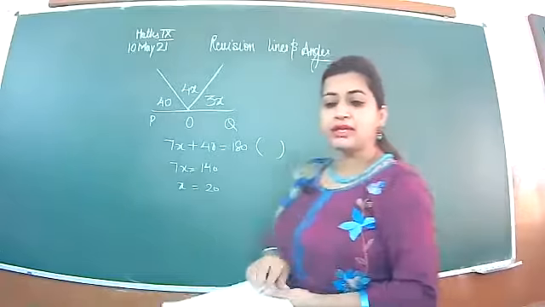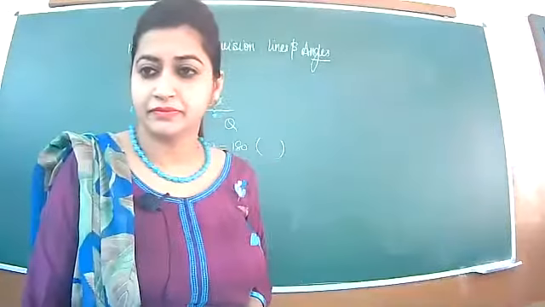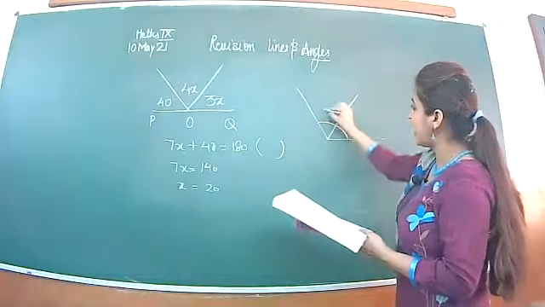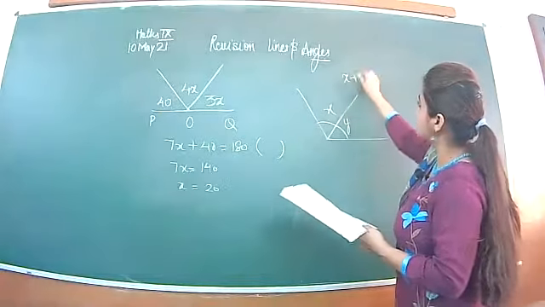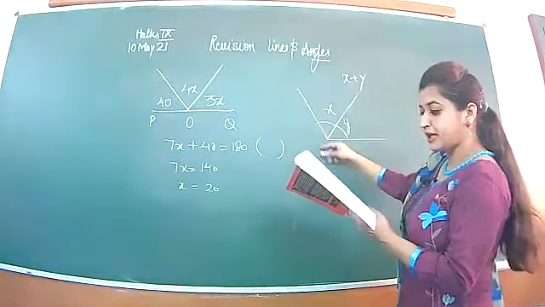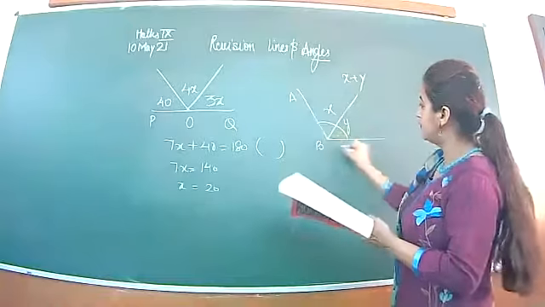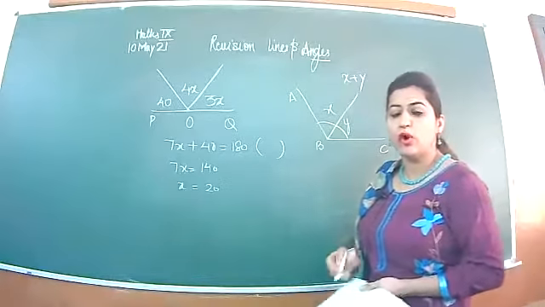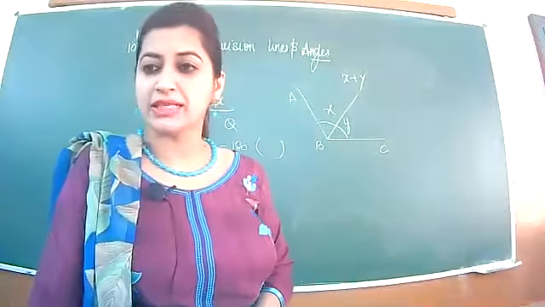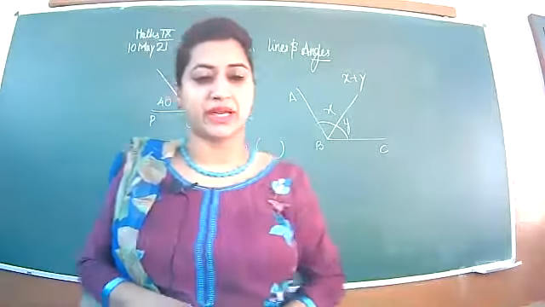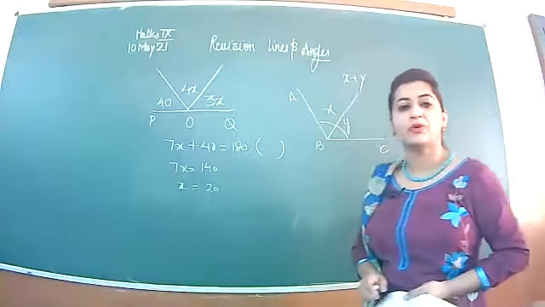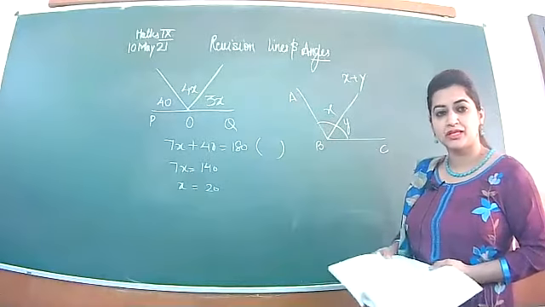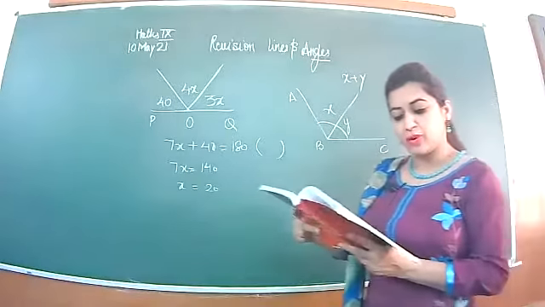For what value of x plus y will this line ABC become a straight line? So definitely the value should be 180 so that this line ABC will become a straight line. Is it okay? So x plus y will be 180.